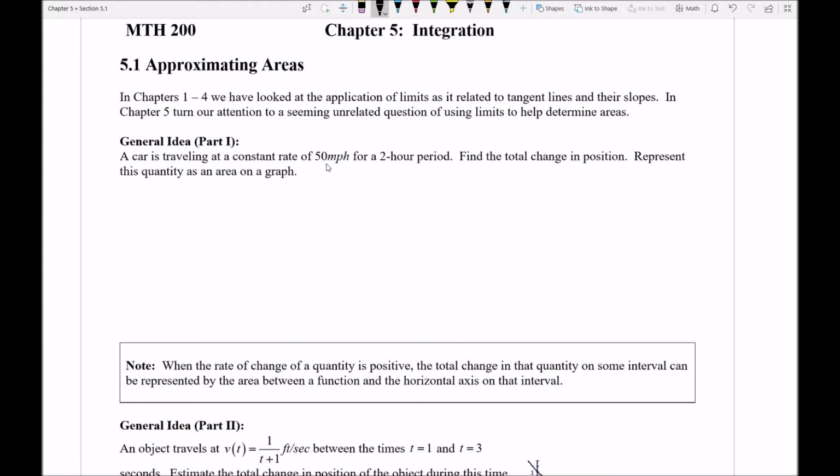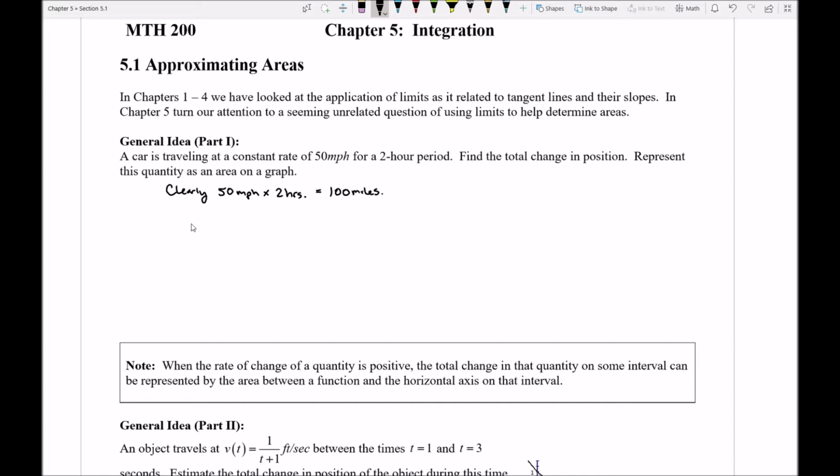Okay, now, first off, I can easily answer the first question that's posed here. If a car is traveling at 50 miles an hour for a 2-hour period, find the change in position? Essentially, I'm asking, how far did it go? If a car travels 50 miles an hour for 2 hours, well, then obviously it went 50 miles in the first hour and 50 miles in the second, so it went 100 miles. So I can start off by saying here that clearly if I was to go 50 miles per hour times 2 hours, I'm going to end up with a grand total of 100 miles.